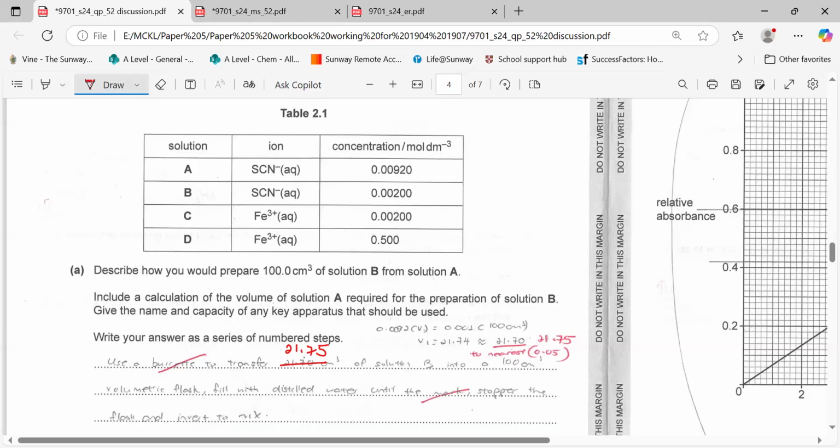Into a 100 cubic centimeter volumetric flask. So the volumetric flask capacity must follow the volume of what you want to prepare, which is 100. Fill with distilled water. It must be distilled water until the mark. Stopper the flask, invert to mix.